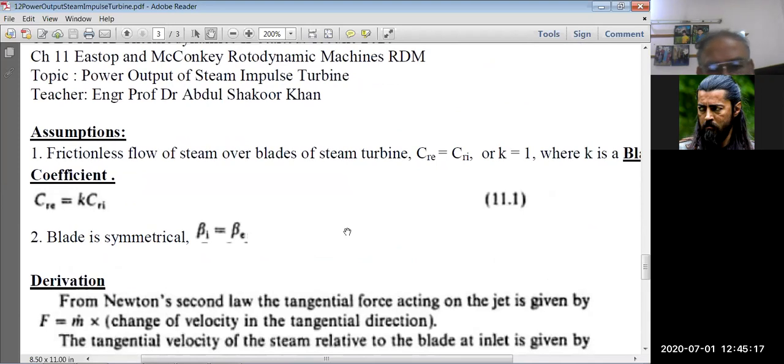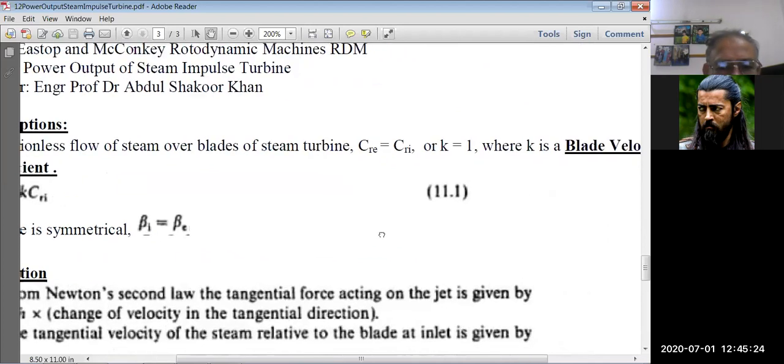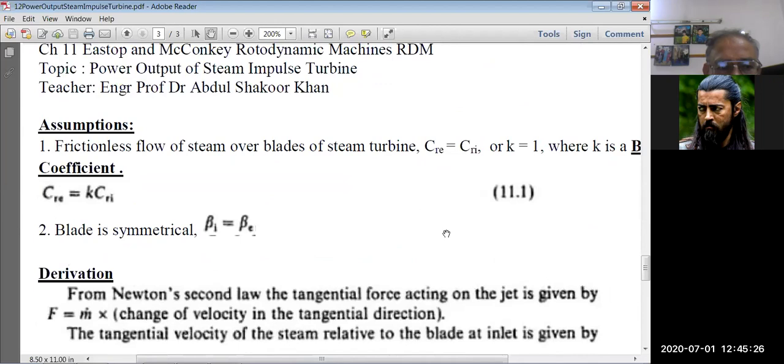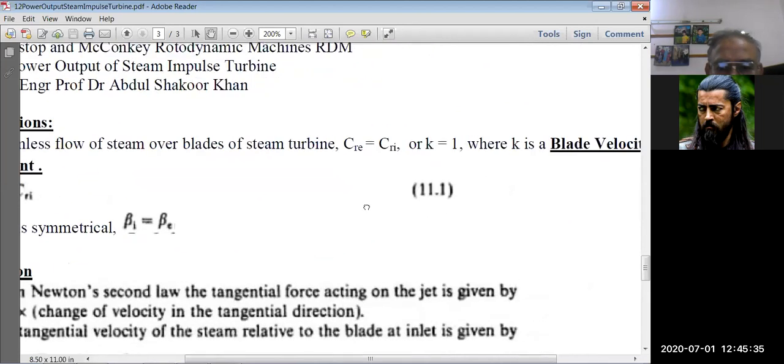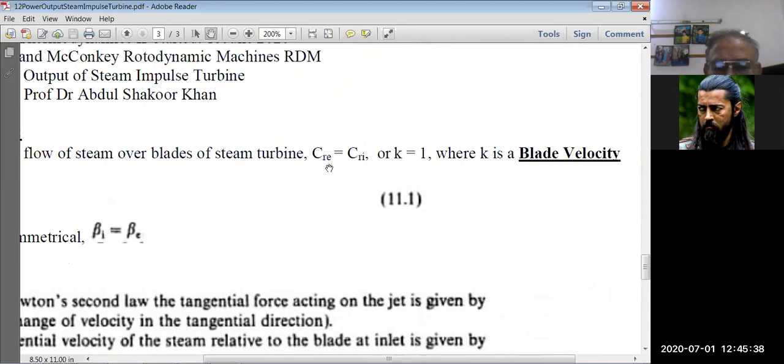Now we will assume the following things in our derivation. First of all, we assume that flow is frictionless. There is no friction between the steam and the blade surfaces of the turbine. Another assumption is that relative velocity at exit is equal to relative velocity at inlet. This is because there is no friction in the blade. So whatever the relative velocity at the inlet, the same will be at the outlet if there is no friction in the blade. This is an assumption.